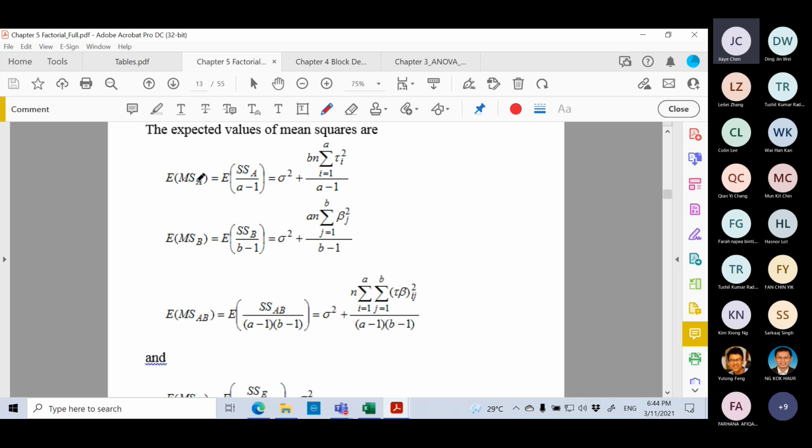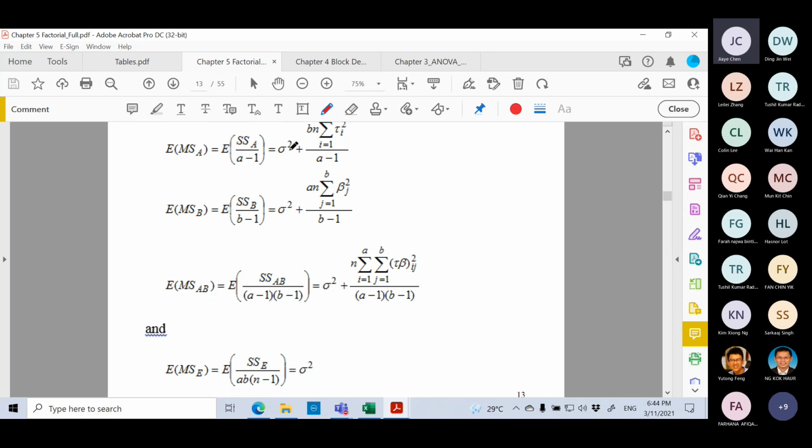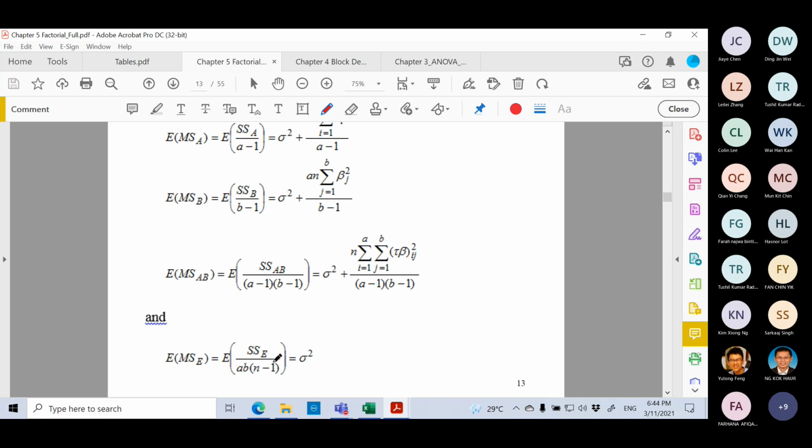Because the sum of squares here is a variance component, there is a sigma square here, and the second term is here. And then the MSAB equals sigma square plus this component. As you can observe, all of them have a similar pattern. Besides this, we also have the expectation of the MSE, which is SSE divided by its degree of freedom. So the expectation of the MSE equals sigma square.